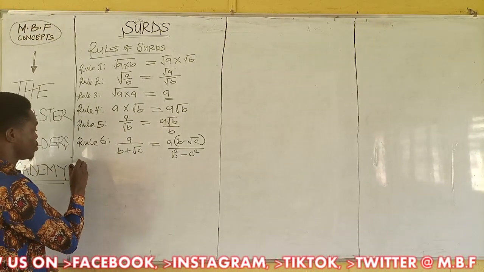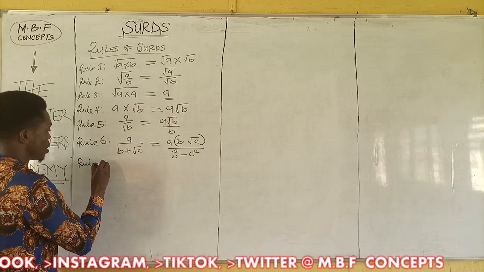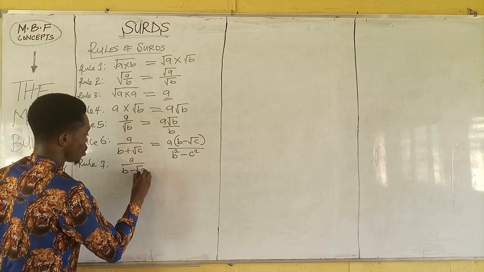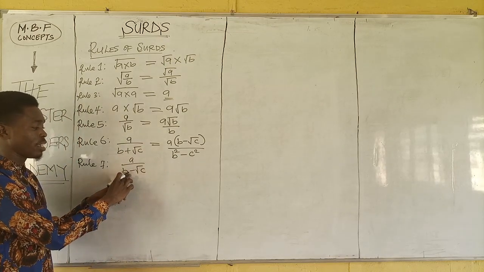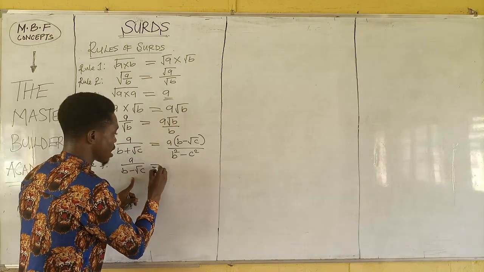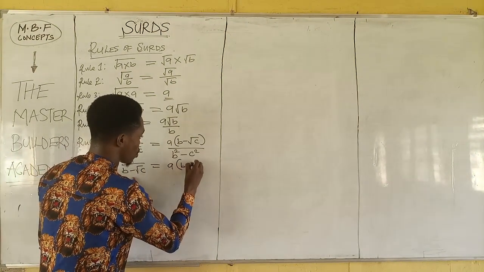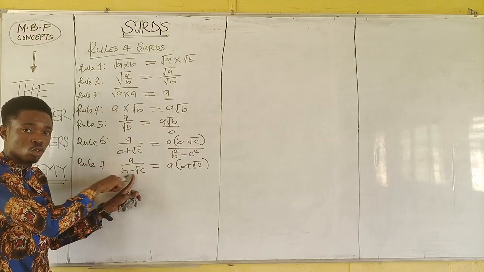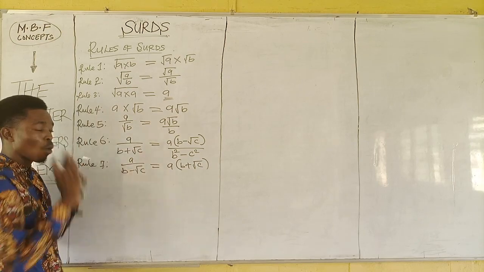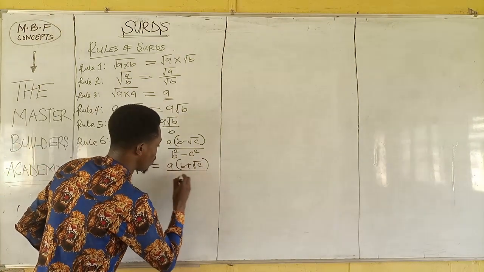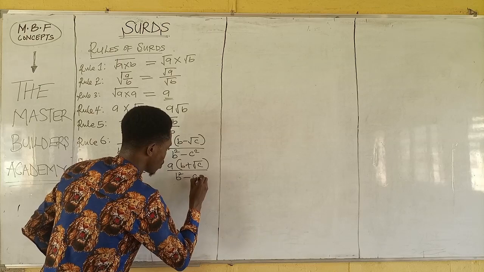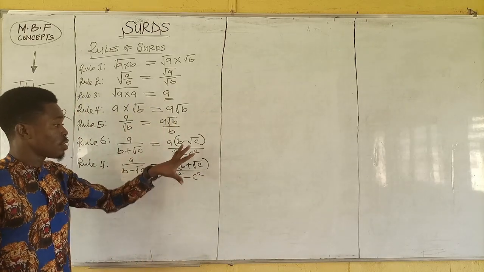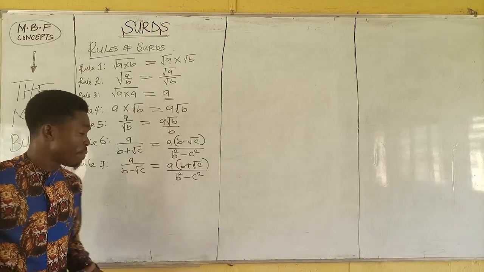Then rule number 7. Rule number 7, we have A over B minus root C. Now in this case, the denominator will now have minus. Now in this case, I'm going to have A into B plus root C. So the conjugate of this is changing the sign connecting these two numbers to the positive, the opposite sign. Then all over B squared minus C squared. This is it. So the denominator doesn't change, alright? Because you are multiplying by the conjugate, the denominator remains the same. Then rule number 8.